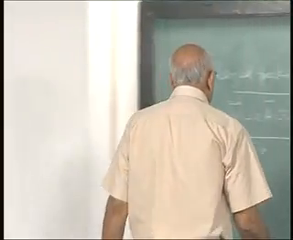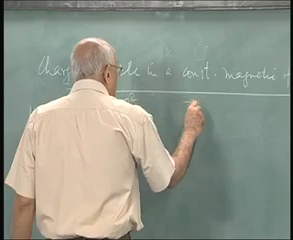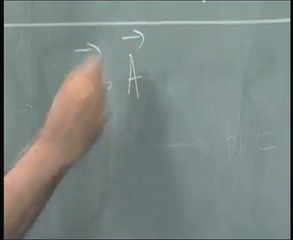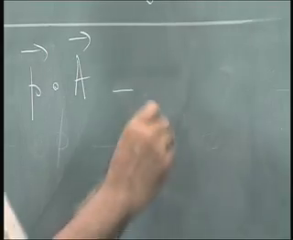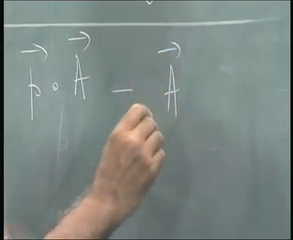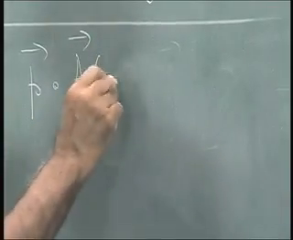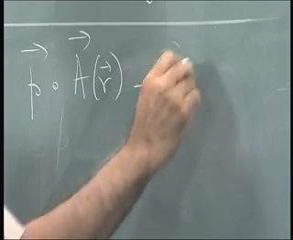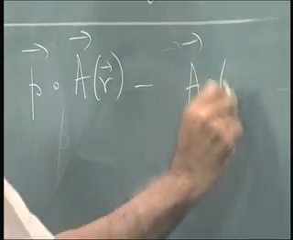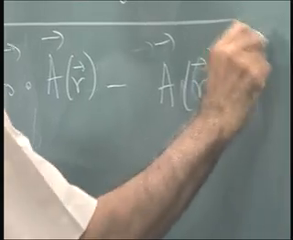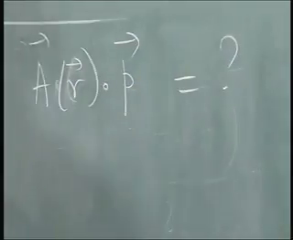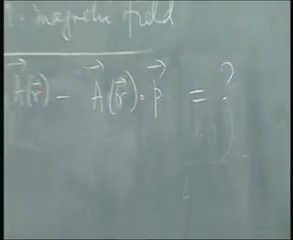So finally you will have to compute the commutator of p dot A with A dot p, and therefore this is p dot A of r minus A of r dot p. We have to compute this number.